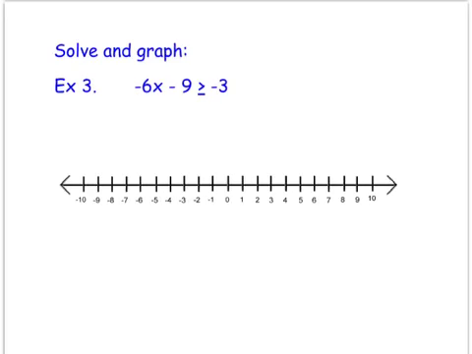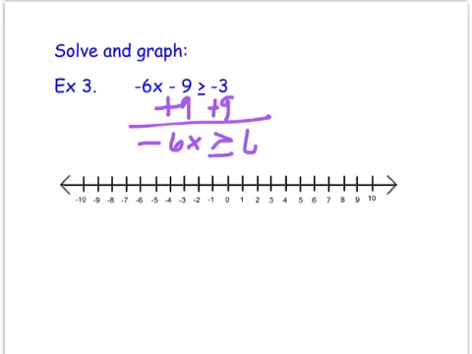Trying to get negative 6x by itself first. So I got to get rid of this 9. And it's being subtracted, so the opposite of subtraction is I'm going to add 9 to both sides. And I am left with negative 6x is greater than or equal to 6.